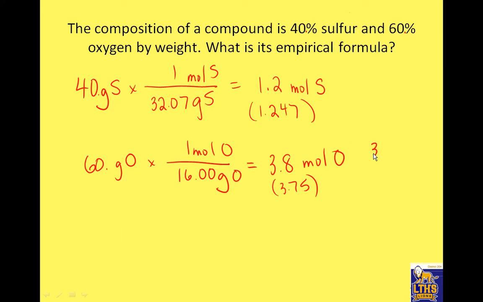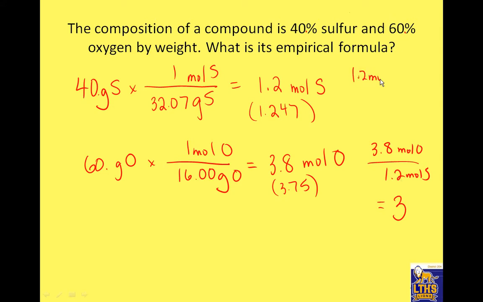So oxygen is going to be 3.8 moles of O divided by the 1.2 moles of S. And so, because we divide by the smaller one, 3.8 divided by 1.2, and we get close to, and you know what, I'm actually going to use the drawn out values, 3.75 divided by 1.247, and I get 3. So S to O is 1 to 3.